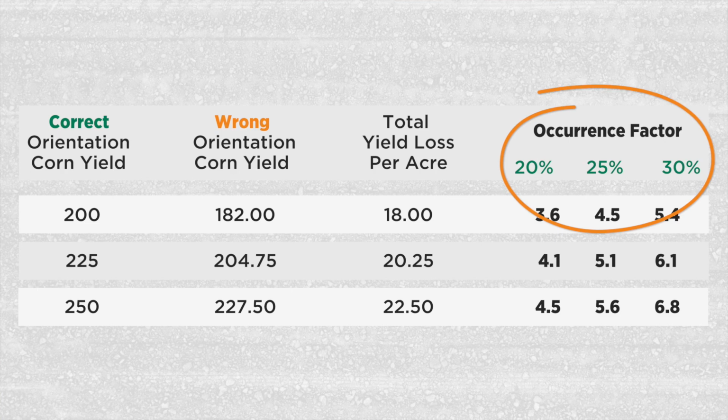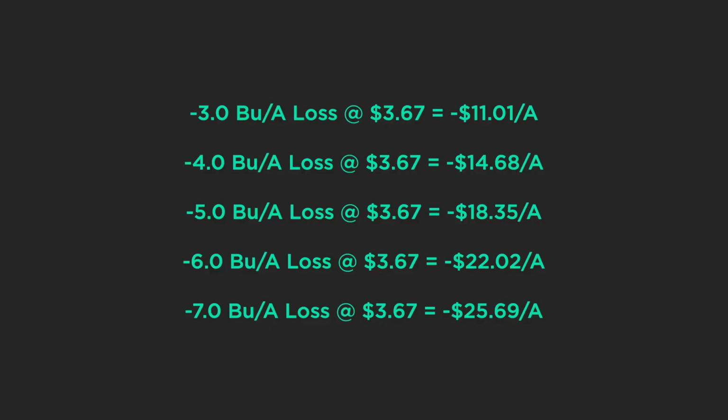Okay, and so now let's take a look at some of the actual yield loss that's happening after the occurrence factor. So generally we're seeing 3 to 7 bushel losses based on yield potential and the occurrence factor in the field. And so a 3 bushel loss last year at the corn price we used this year for all of our calculations, $3.67, we're at $11 to the acre loss.